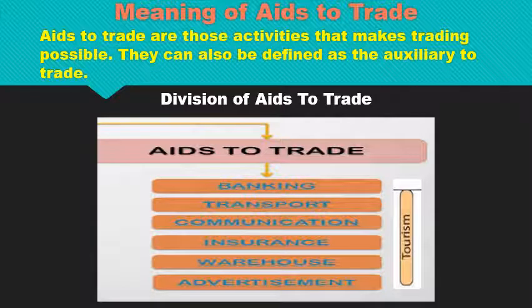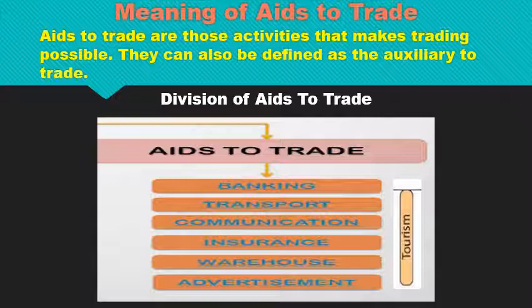The first one is banking. We all have seen a bank, or we have been to the bank before. A bank is a financial institution where we keep or borrow money and other important valuable documents. Bank is a very important aid to trade because through the help of bank, we can save our money there, and for the purpose of our business, we can also go there and borrow money to improve on our business.